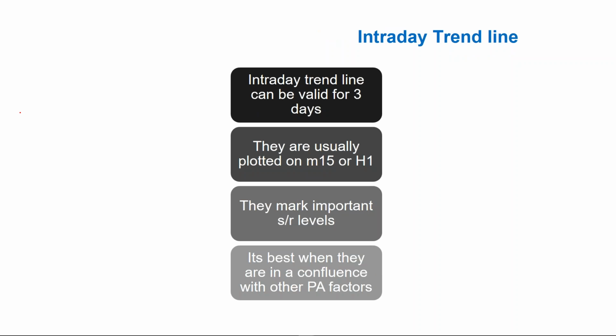Let's start first with intraday trend lines. Intraday trend lines are very important because for every intraday trader, an intraday trend line can be something to base a possible trade on. We usually plot trend lines on the 15-minute or 1 hour time frame, depending on your method or system. They will mark important support resistance levels, but it's always best when they are in confluence with other price action factors, such as pivot points, retracements, and so on. So it's always best to have a bigger confluence for proper trend line placing.